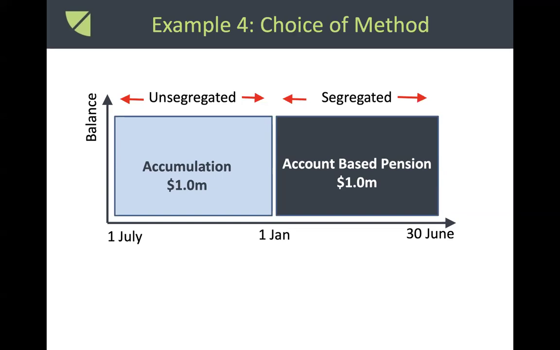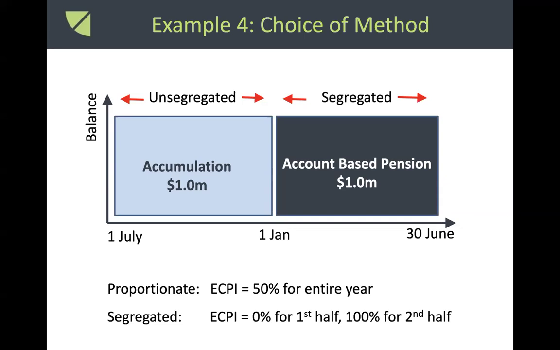You could use the proportionate method. And if you use the proportionate method, the actuary will calculate that the ECPI is 50% for the entire year. So any income that's earned, regardless of when in the year, 50% of that income will be exempt. And that's because 50% of the shaded area is in the dark blue. Alternatively, you could choose to use the segregated method. If you use the segregated method, any income earned in the first half of the year, the ECPI is going to be 0.